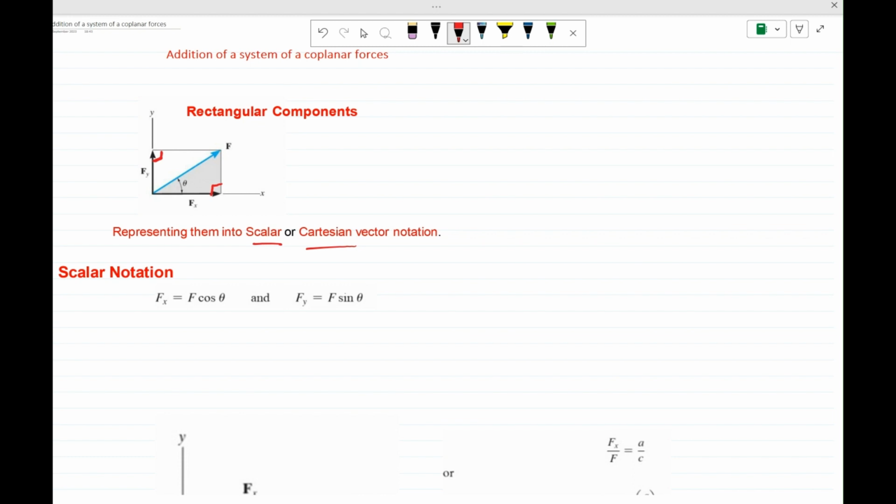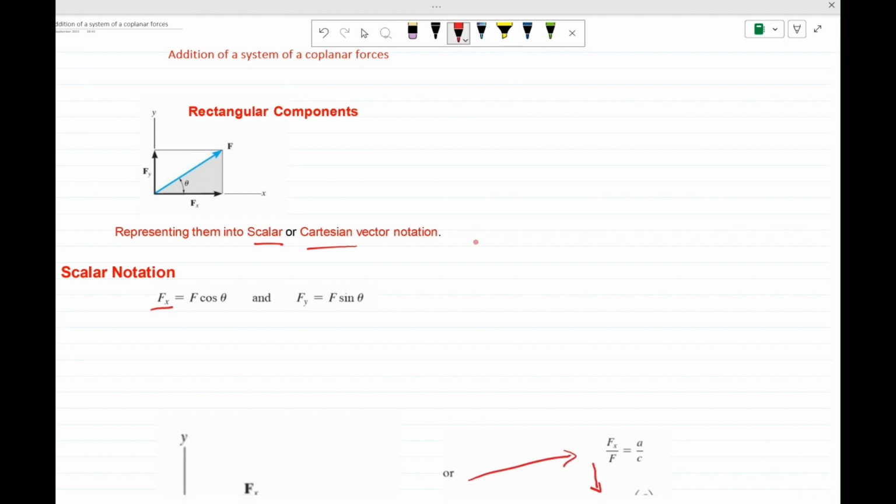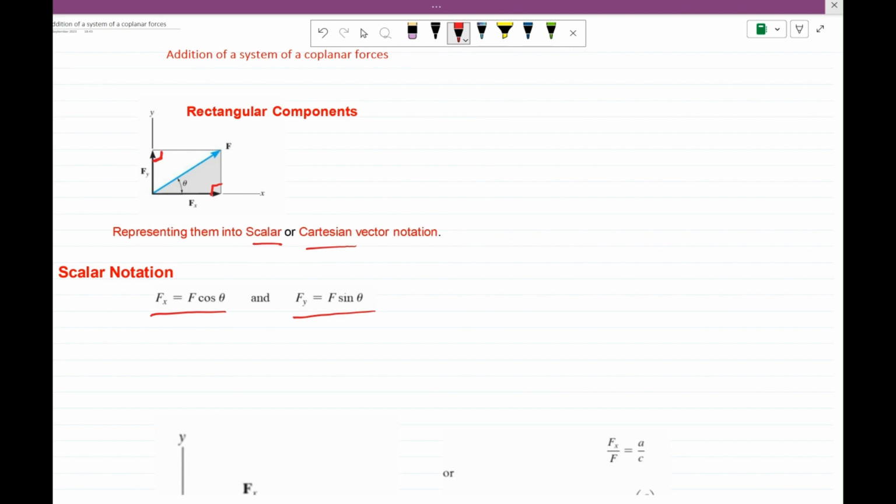The scalar notation for it: the force in the x direction equals F cos theta, and the force in the y direction equals F sin theta. But why? We know the right angle triangle, and if we apply the rules of trig, cos theta equals adjacent over hypotenuse, which is F_x on the x direction divided by F. When you solve for F_x from here, F_x equals F cos theta.